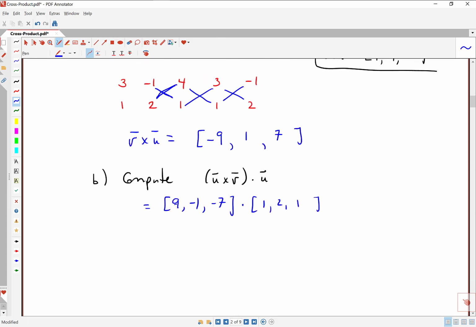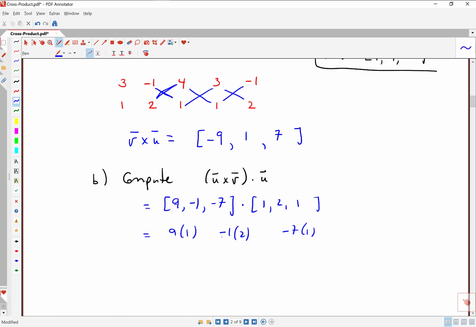Okay, so thinking back to the dot product, we multiply the first components together. So we get 9 times 1, plus we're multiplying the second components together. So negative 1 times 2, and then plus multiplying the third components together. So negative 7 times 1. Okay, and I don't really need these plus signs before the negative terms.